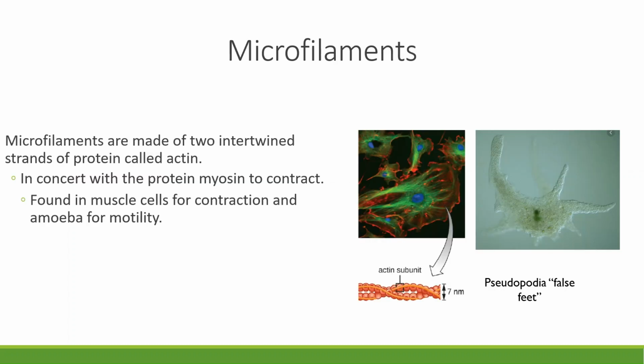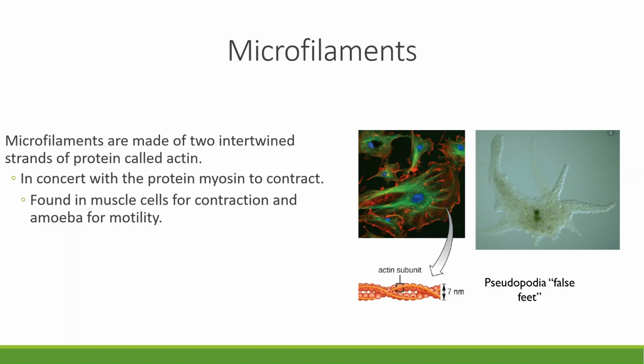Microfilaments are the smallest of the three. They are made of two intertwined strands called actin. These are strands of protein, and they are only about 7 nanometers in size, so slightly thinner than a membrane of a cell. You may have heard of myosin, as it's the major protein in muscle tissue and is used for contraction. Actin can work in concert with myosin for contraction of muscle cells.